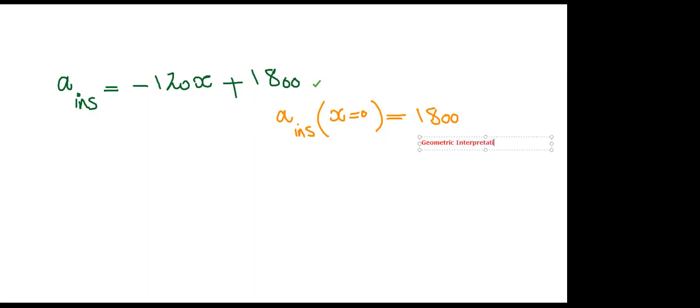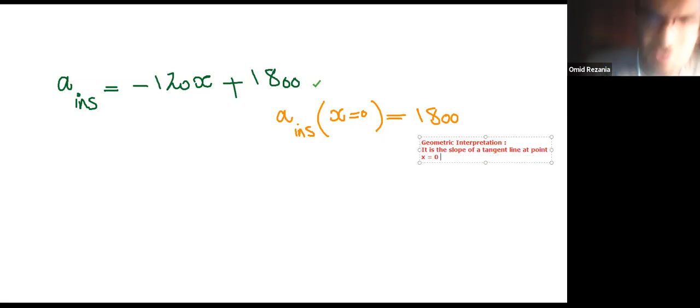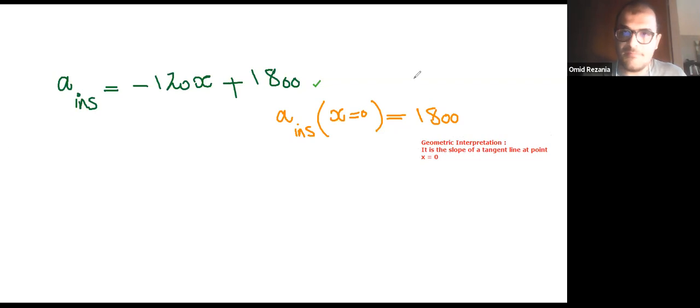We have a geometric interpretation, which we learned yesterday. This is the slope of a tangent line at the point x equal to 0. I just wanted to make a quick review. We talked about that yesterday. It was just a review from yesterday. That's what we call the geometric interpretation.